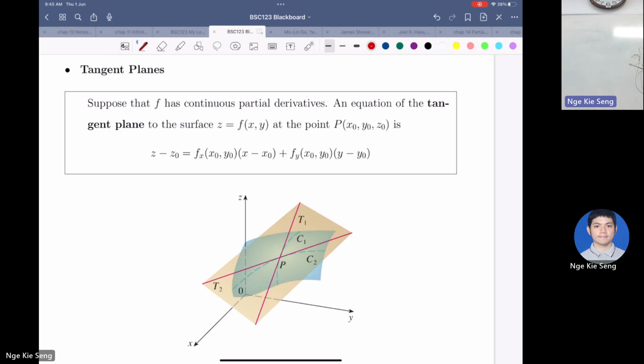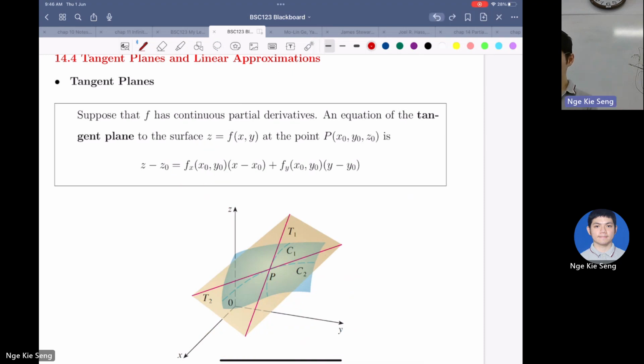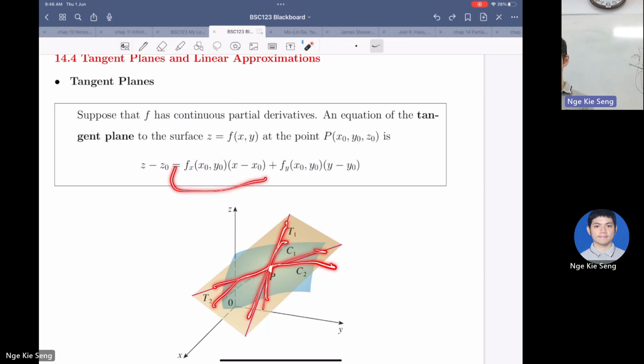So, okay. Let f have a continuous partial derivative. So we can form something we call the tangent plane. Okay. So how do we form this tangent plane? We use the two partial derivatives that exist at that point. So remember, just now we have two slopes, right? At a point, we can find two slopes. So if we add up these two slopes, take the linear combination, we will get a plane.